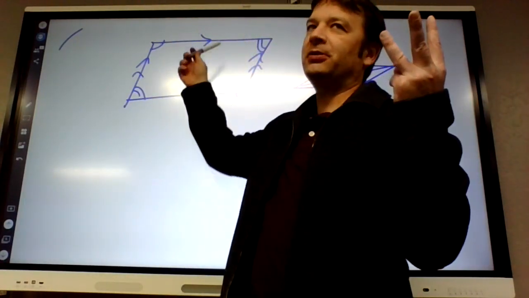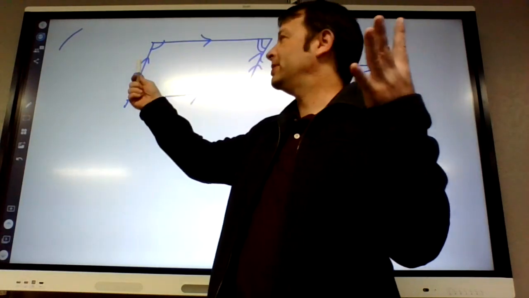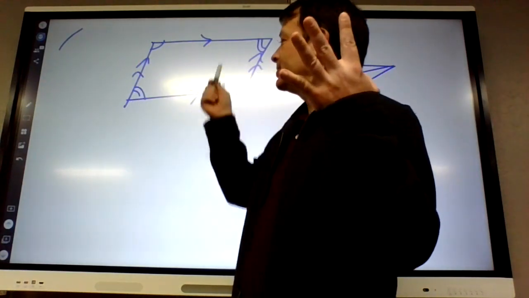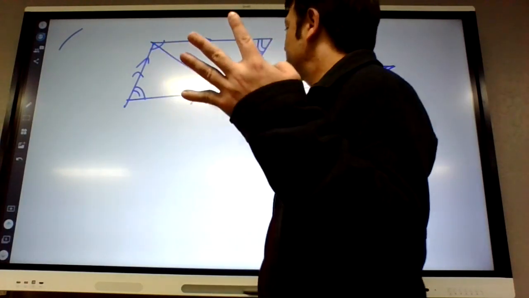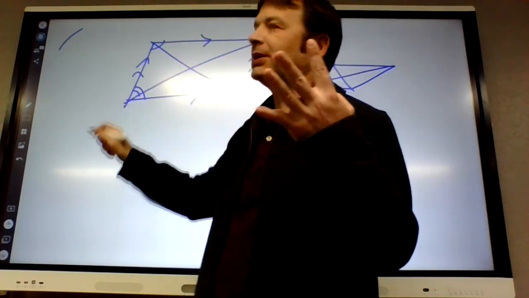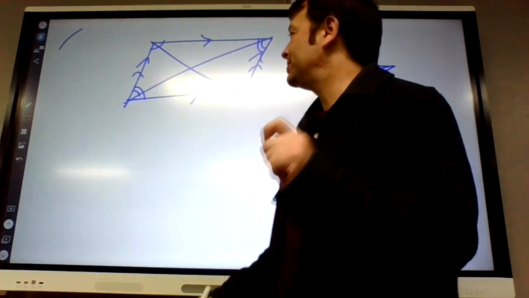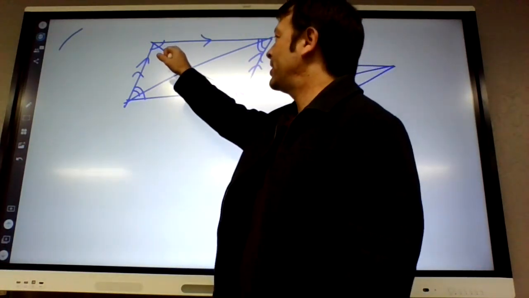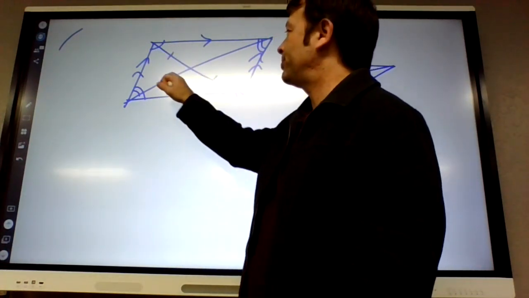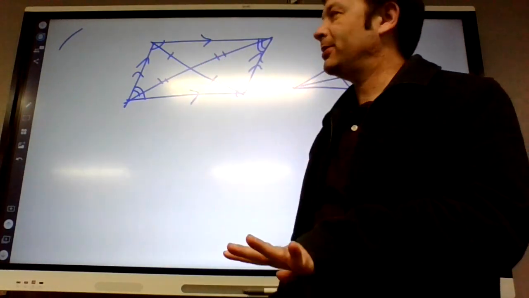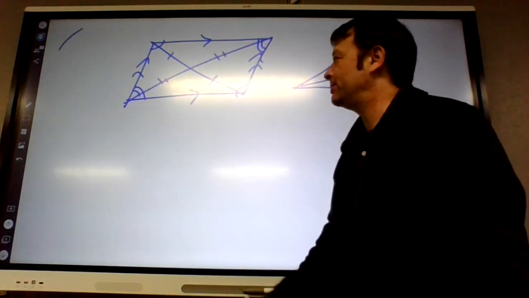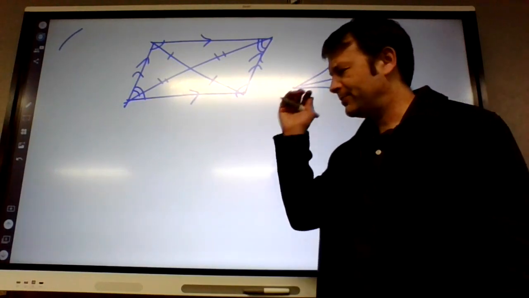Opposite sides are congruent, these two. And diagonals bisect. That doesn't mean they're congruent to each other, that means they're cut in half. So this part is congruent to that part, and this part is congruent to that part. Okay, that's just parallelograms. We talked about that the most, probably.